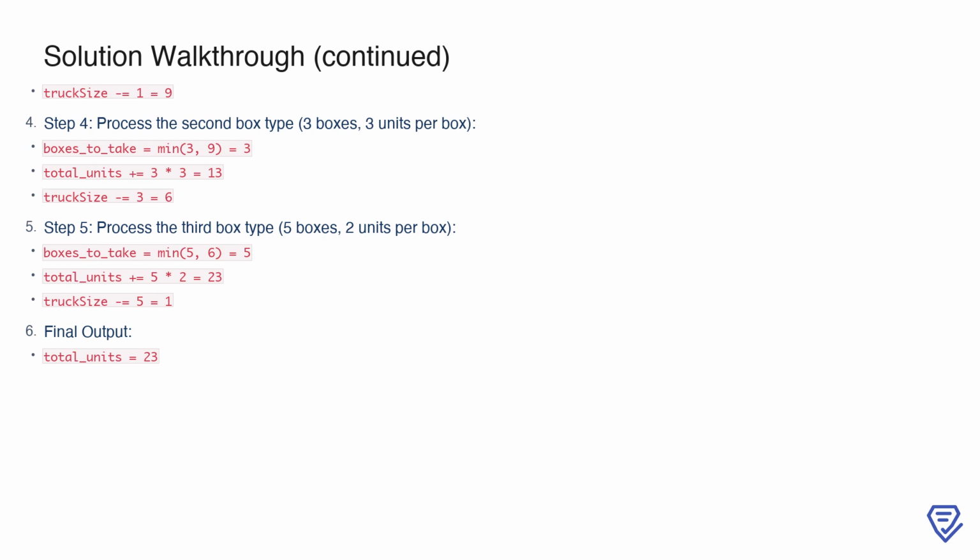Finally, we move to the third box type, which has 5 boxes and 2 units per box. Since the truck has enough capacity, we take all 5 boxes, adding 5 multiplied by 2, or 10, units to our total. This brings the final total to 23 units, and the truck has 1 box of unused capacity. The final output for this example is 23 total units.